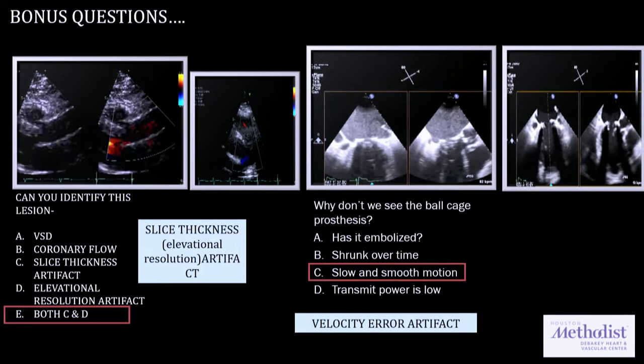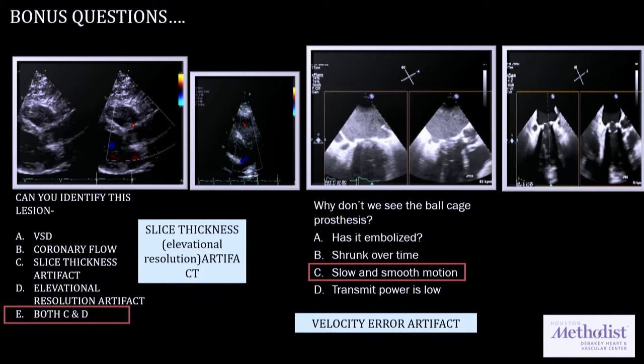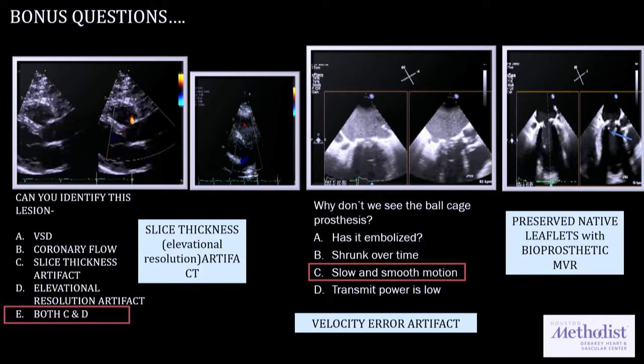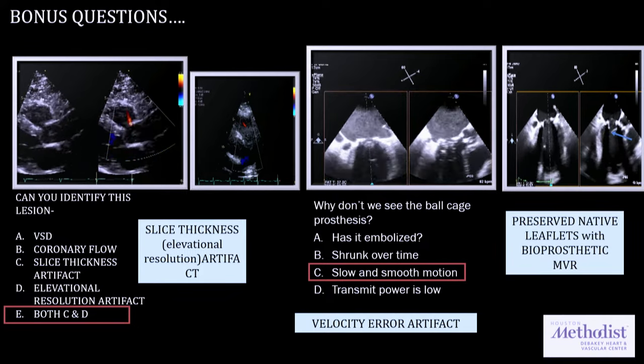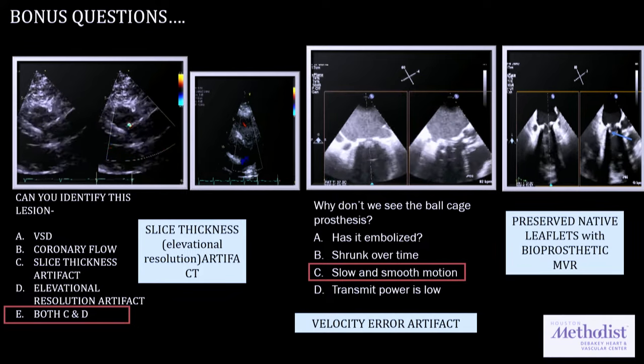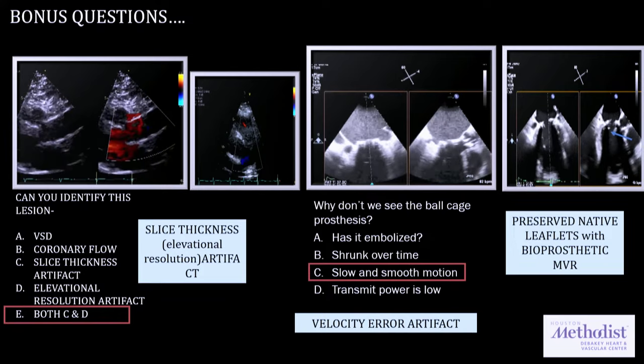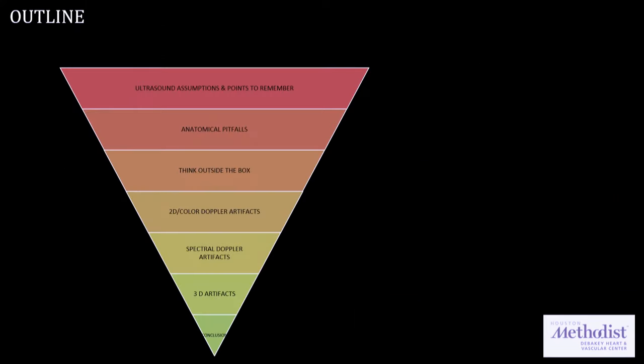And finally, this one here. See, there is something here, and there's mitral leaflets here. This is one of those fabulous cases by Dr. Lowry where actually the native leaflets were left over after a bioprosthesis placement. So those are actually the native leaflets.